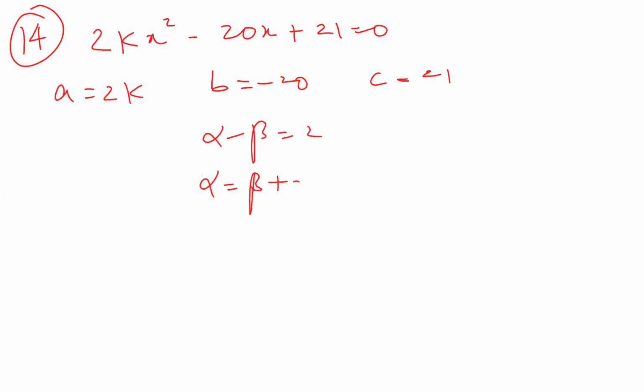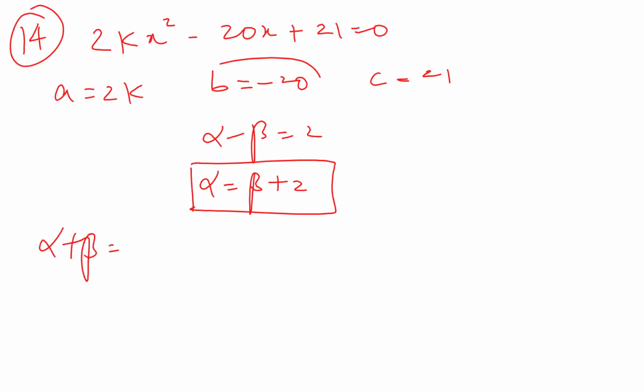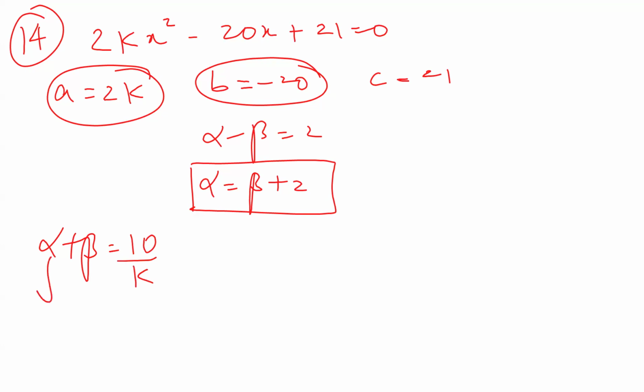So alpha is equal to beta plus 2. Now what is alpha plus beta? Minus b by a. So minus of minus 20, which is 20 upon 2k, so 10 upon k. Now put the value of alpha as beta plus 2. So beta plus 2 plus beta is equal to 10 by k.